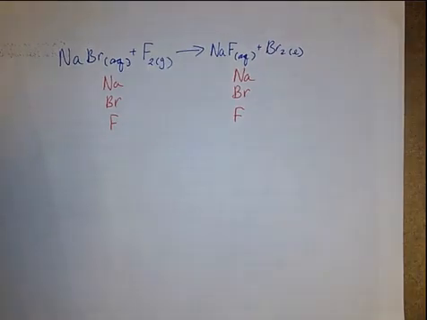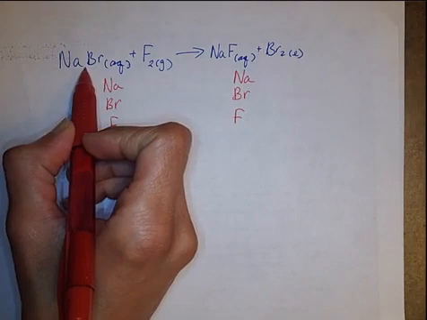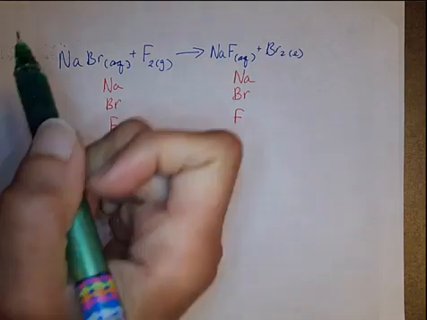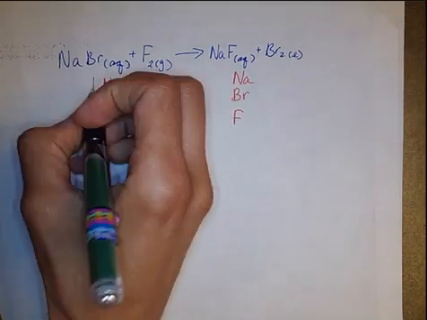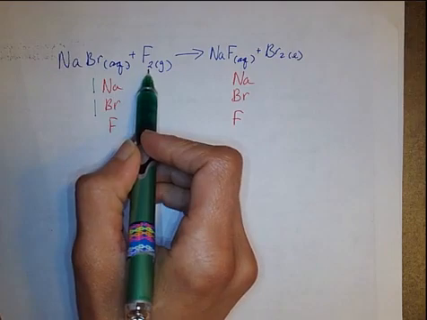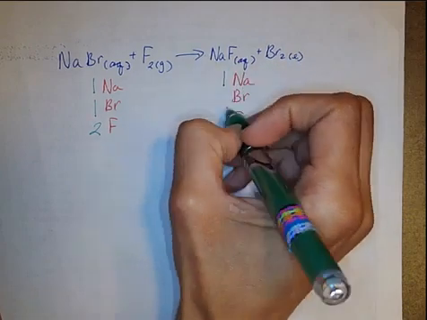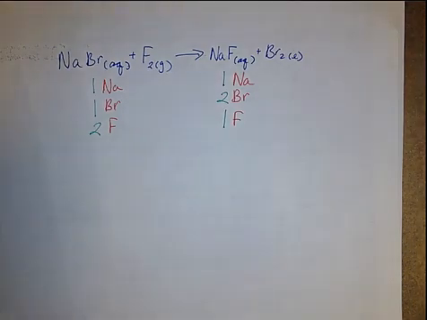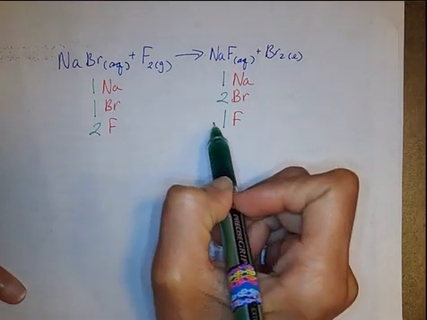Okay, so you're always trying to balance the number of atoms for each element. So there is a number 1 here, and you can take that coefficient and multiply it by your subscript that is also there. So 1 times 1 would give us 1 sodium atom. 1 times 1 would give us 1 for bromine. 1 times 2 now would give us 2 for fluorine. Okay, so notice here that the sodiums are balanced. That's good. Our bromines are not balanced, and neither are fluorine.